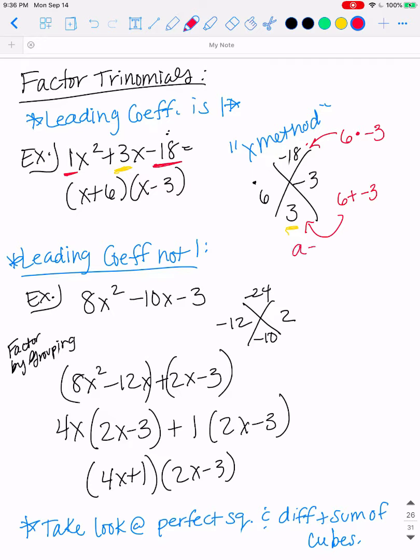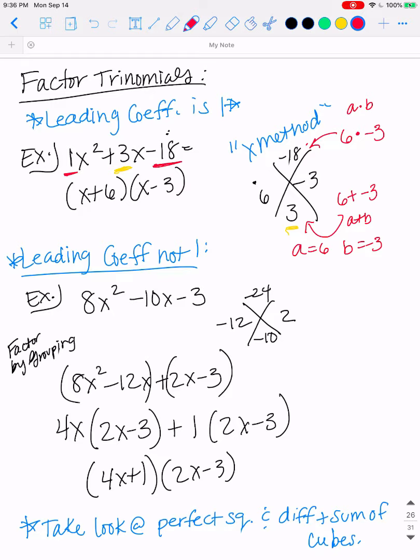So really, if our a is 6 and our b is negative 3, we want a times b to equal the top, and then a plus b to equal the bottom. Once we get those, we're able to put them with the variable x. We just keep the 6 and the negative 3 as is, and then we keep it as x plus 6 times x minus 3. And that's how we find our factored polynomial.